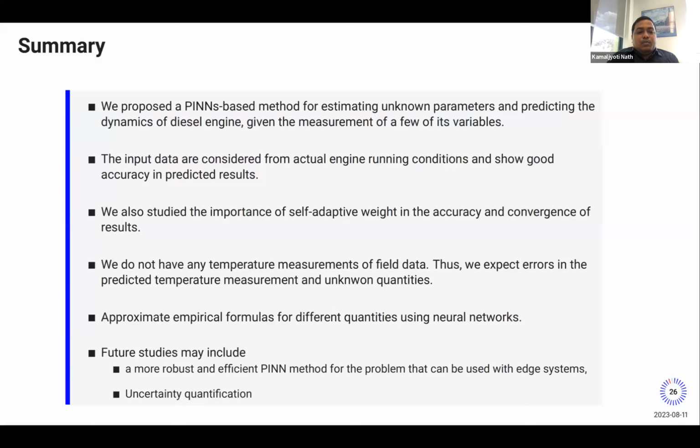Hopefully, this will be installed in some car or somewhere. So it requires a more robust PINN method so that it can be run on an edge device. And since there is a lot of noisy data, uncertainty quantification is required. A few other studies may be possible, like the failure of the EGR.